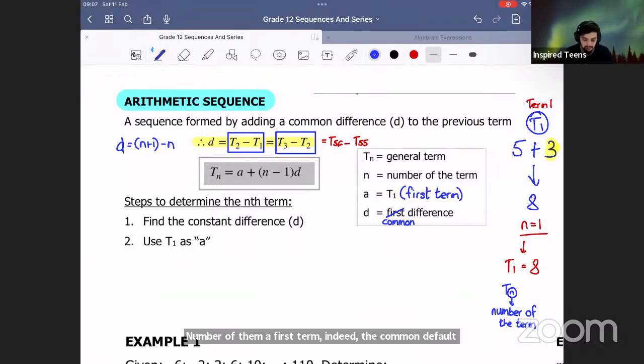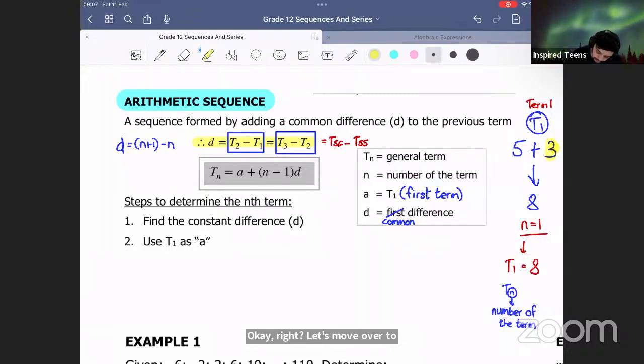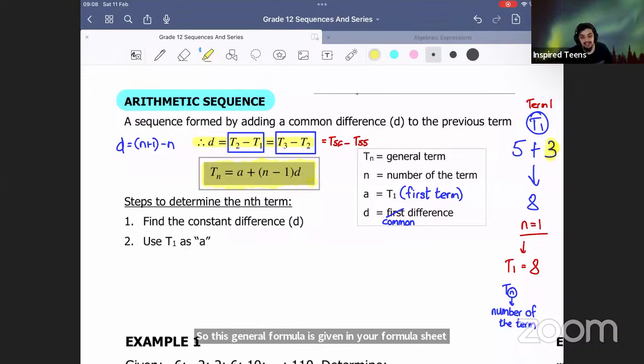Right. Let's move over to the general formula. This general formula is given in your formula sheet. This is the general formula that we use in arithmetic. So the general formula says Tn is equal to A plus n minus 1 times D.